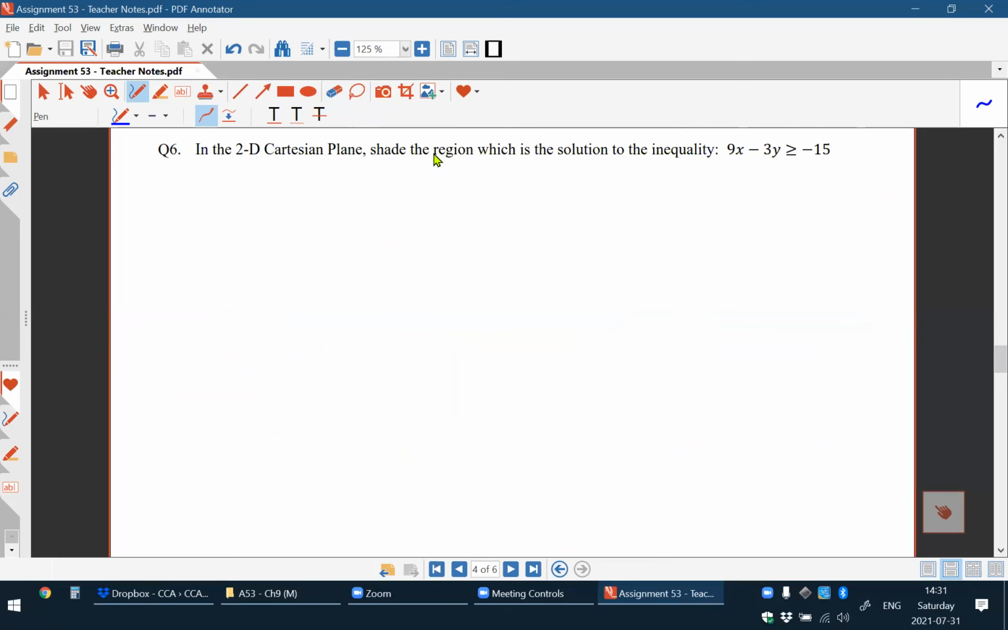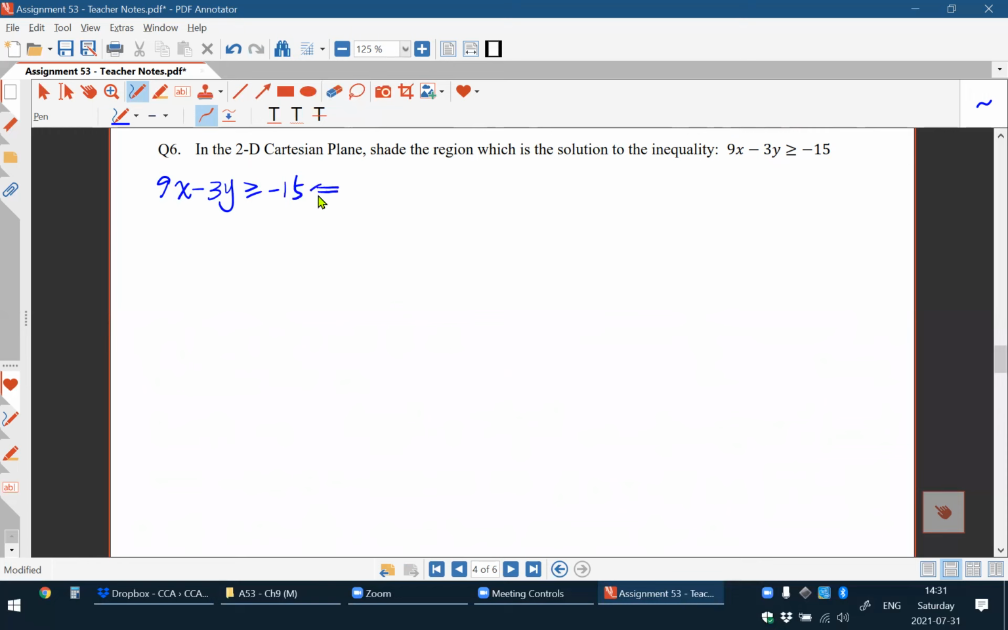So we already know that the area corresponding to an inequality is a region that is below or above a line, right? So first of all, we need to find that boundary line. That means we need to separate y and x. Okay, so 9x minus 3y greater than or equal to minus 15.